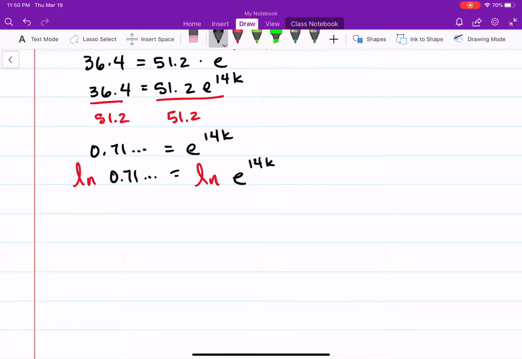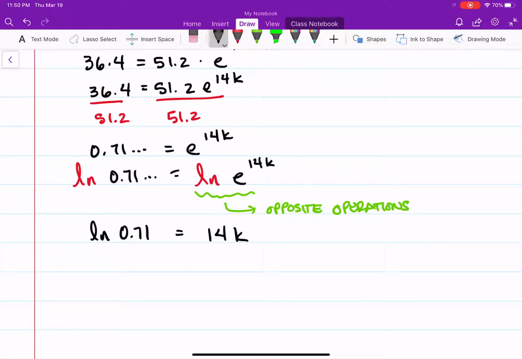14k. All right, so if you notice the right side, these two here are my opposite operations. Okay, so therefore they cancel each other out. So the right side is just going to be 14k, where the left side is going to stay as my ln of this number that I still have on the calculator. Okay, so now from there, to get k by itself, I just got to divide by 14.